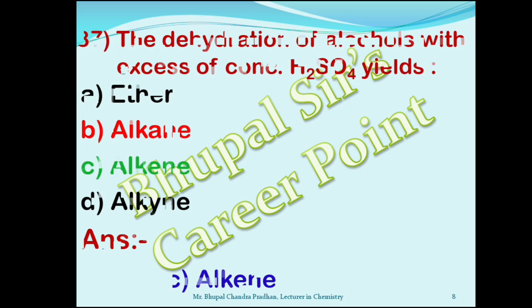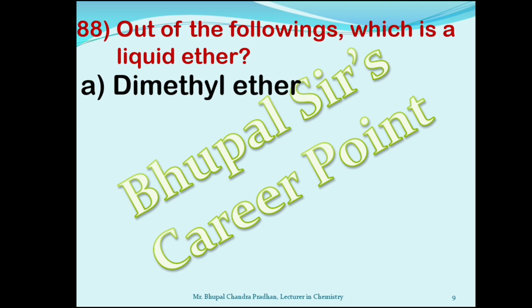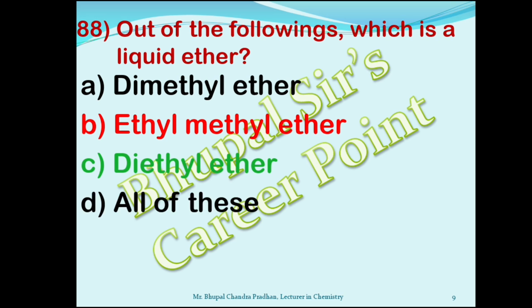Now let us come to the next question of this session, that is question number 88. Out of the following, which is a liquid ether? Option A, dimethyl ether. Option B, ethyl methyl ether. Option C, diethyl ether. Option D, all of these. The students try to give the correct answer.